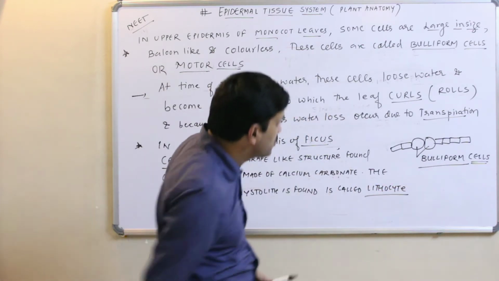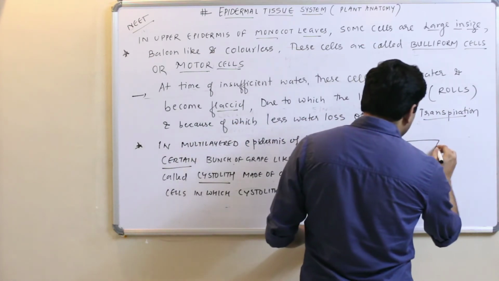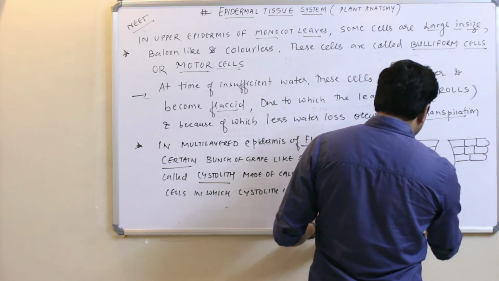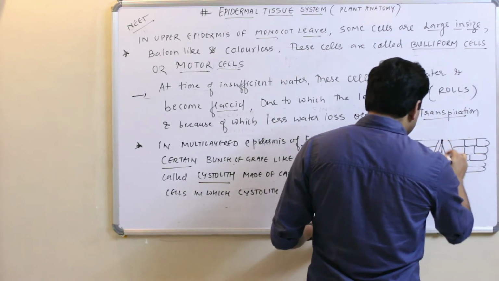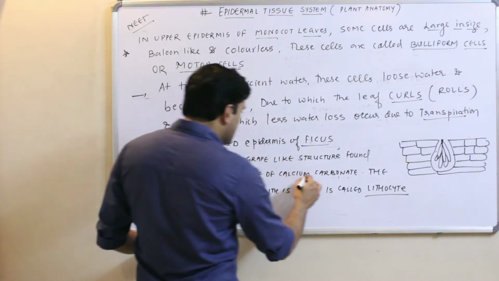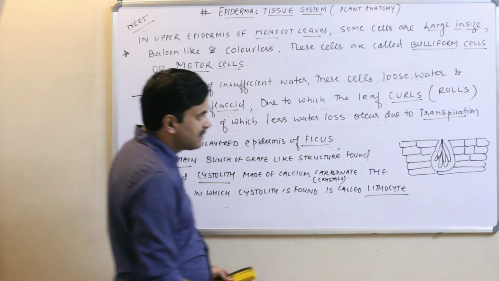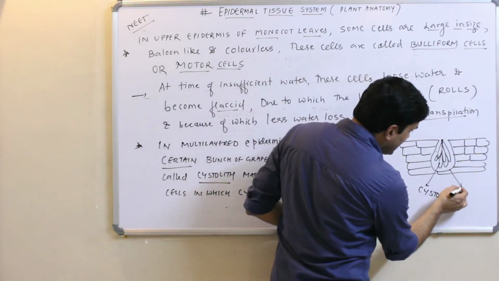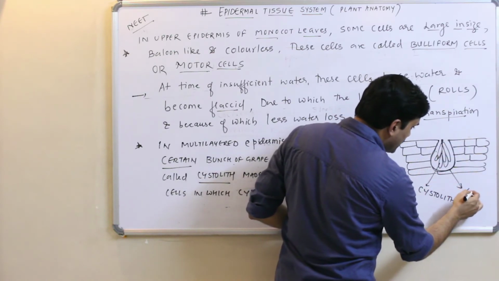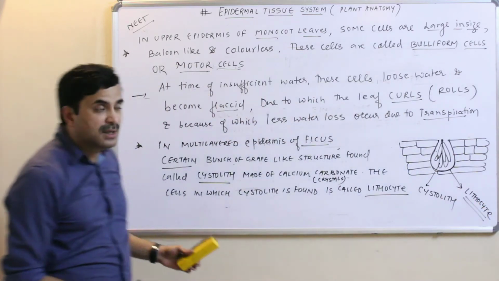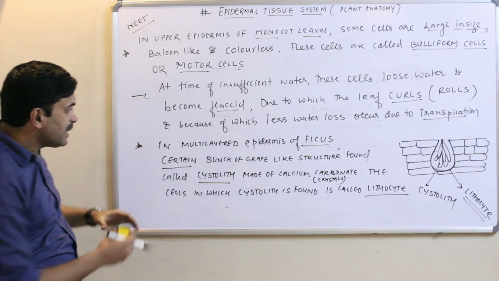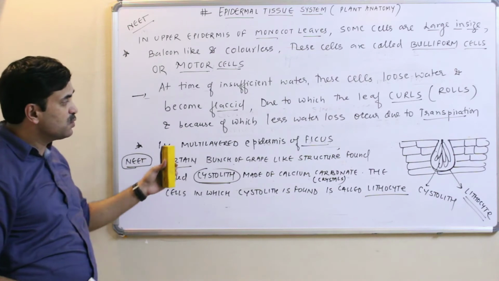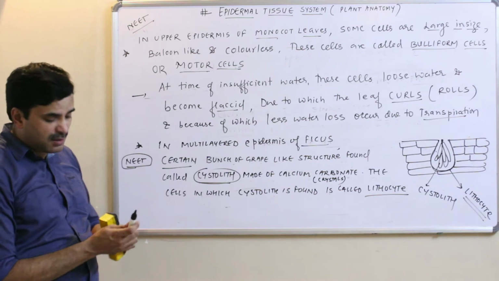Are you getting it? Say I am drawing here a multilayered epidermis of the banyan tree. Imagine it. This is the multilayered epidermis of the ficus. In this multilayered epidermis, a bunch of grape-like structure is found, like this, which is made up of calcium carbonate crystals. This bunch of grape-like structure is called cystolith, and the cell in which cystolith is found is called lithocyte. So these two structures, one known as the Muliform cells and another known as the cystolith, are also very important because they were asked in the NEET examination. So you must have the information regarding the cystolith and the Muliform cells too.